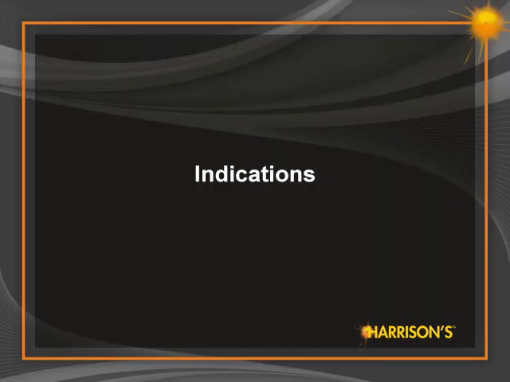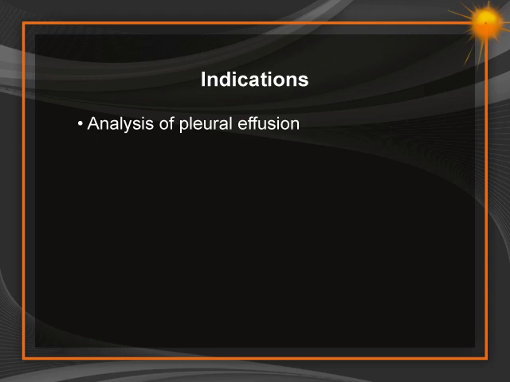We'll review the indications, contraindications, equipment, setup, correct technique, and potential complications of this procedure. Indications for thoracentesis include analysis of pleural effusion, treatment of pleural effusion. In settings where continuous drainage and/or pleurodesis is required, one should consider thoracostomy rather than thoracentesis.